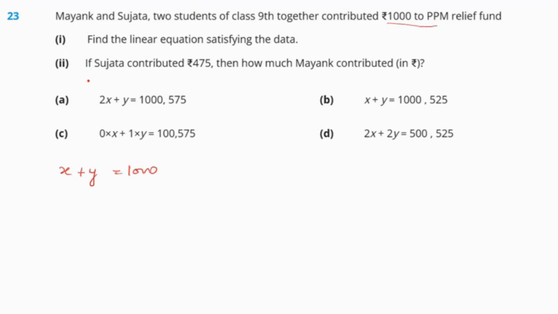Now if Sujata contributed 475 rupees, then how much did Mayank contribute? We will put the given information in the equation, and we will be getting 1000 minus 475. That gives us 525. So Mayank contributed 525 rupees. So option B needs to be the correct answer for this.